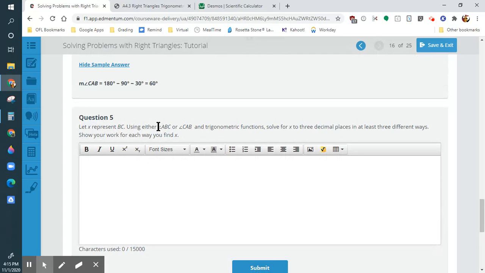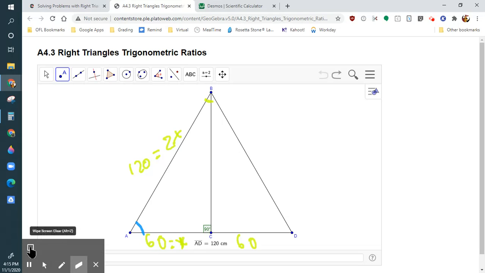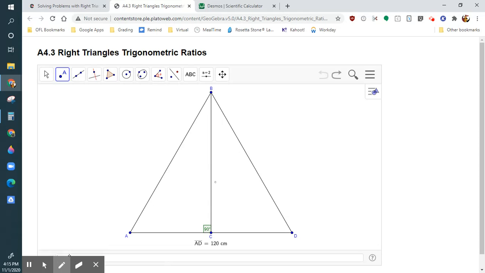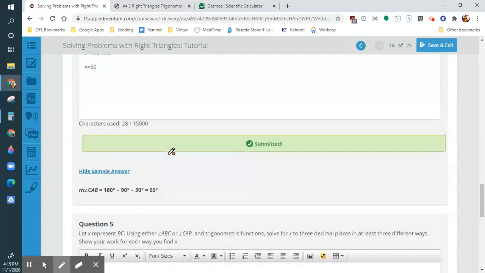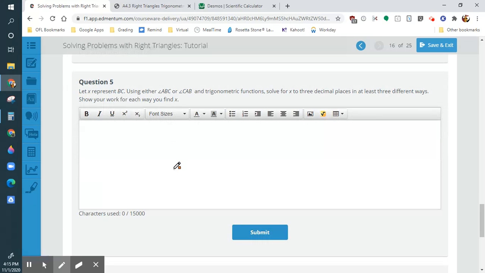All right. Let x represent the angle. Use the trigonometric functions to solve for x to 3 decimal places in different ways. Let x represent BC. Okay. Let me erase everything that's on the board. Let x represent BC. Oh, I see. And now that we know that this is 60 and this is 30, we can solve for the rest.